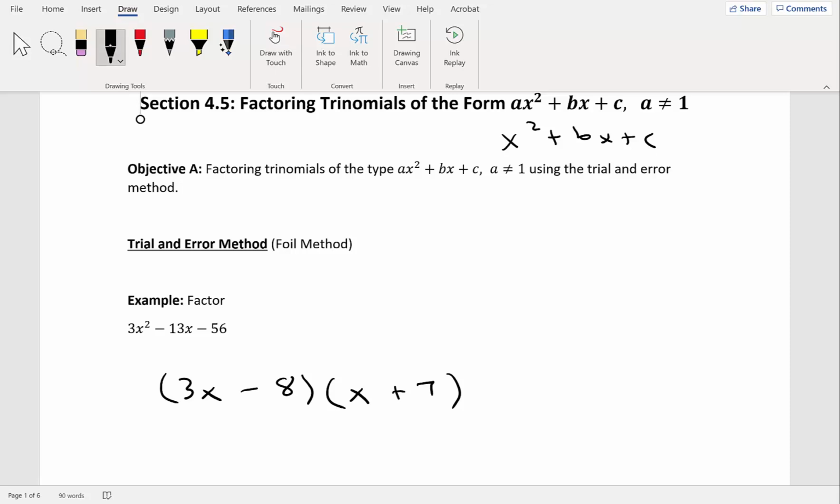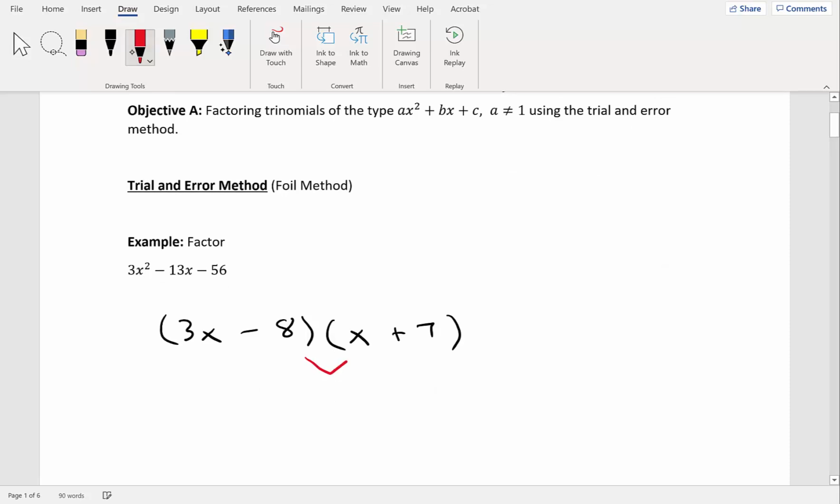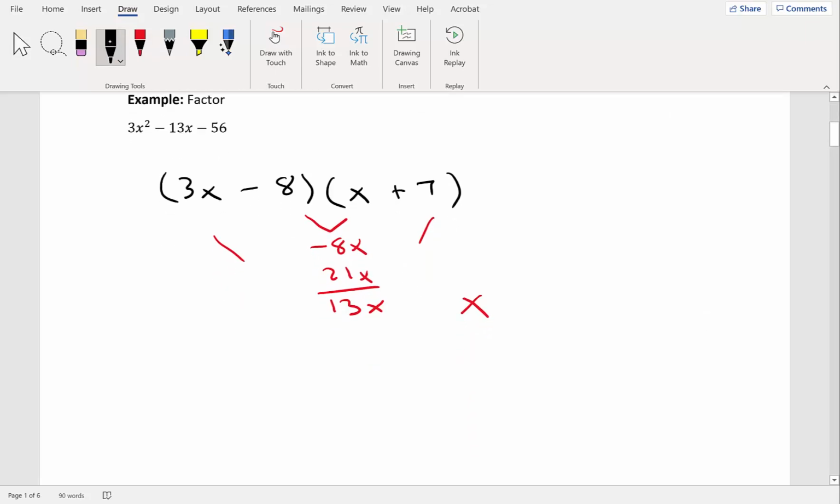Now, we don't know if this is the correct factorization yet. What we have to do is check to see if we get that correct middle term. To check the middle term, multiply the inside terms with each other. So negative 8 times x, you get negative 8x. Multiply the outside, so 3x times 7, I get 21x, and then add them together. We get positive 13x. But notice our middle term is supposed to be negative 13x. So this factorization does not work. Now, all we were off here was by a sign. So let's go ahead and change the signs and see if that fixes it.